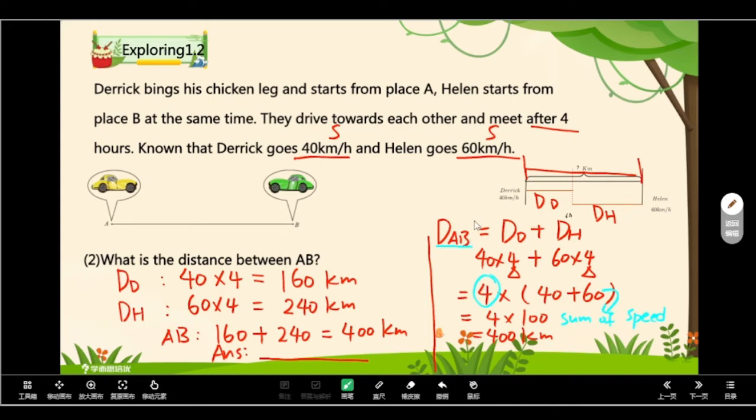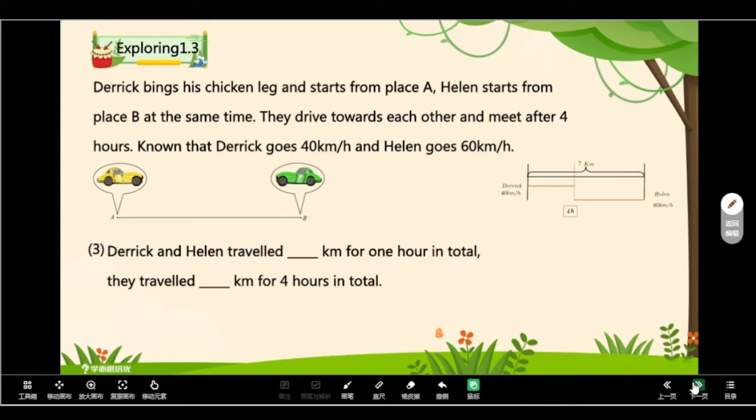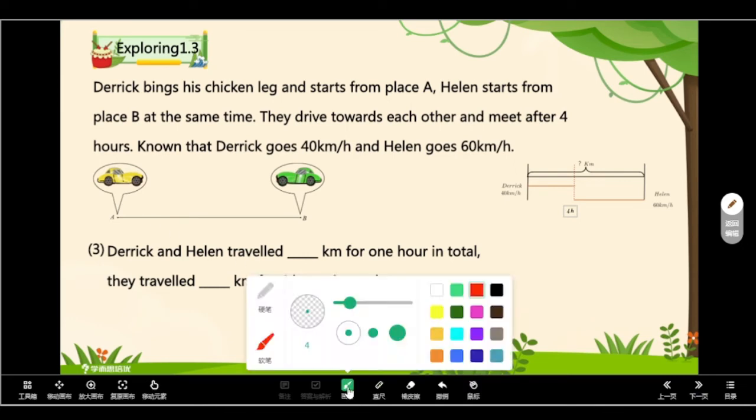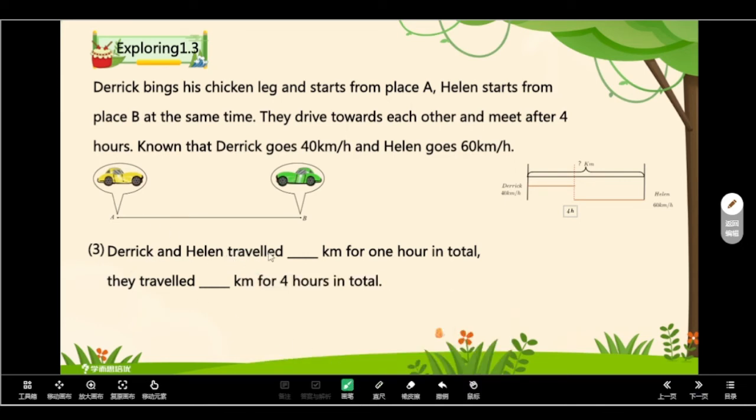So let's check it out to see whether it is correct. In this question, Derek and Helen traveled how many km for 1 hour in total? Who can tell me the answer very quickly? Yes, they traveled 100 km. How can you get this? Because it is known that Derek goes 40 km per hour and Helen goes 60 km per hour. So we can use 40 plus 60 to get 100 km for 1 hour.